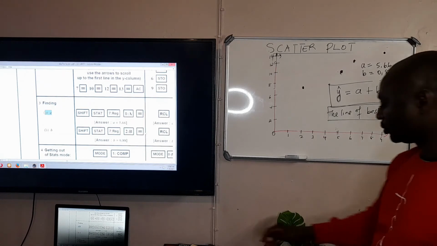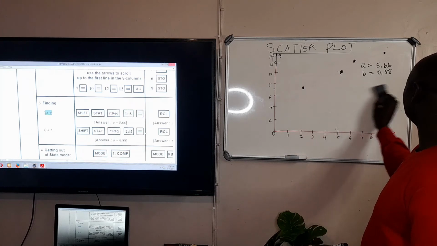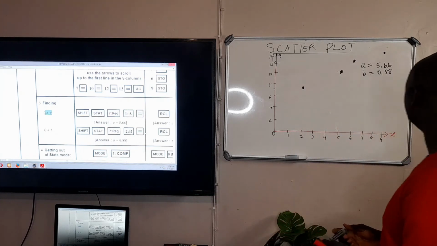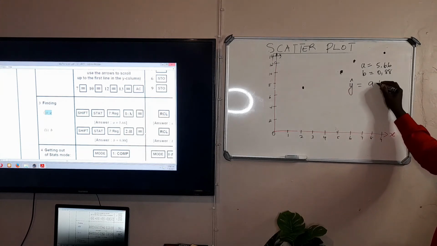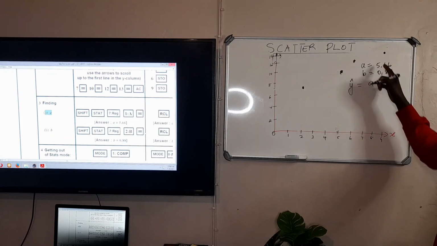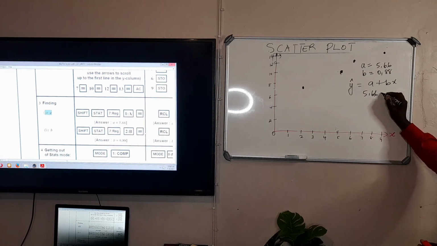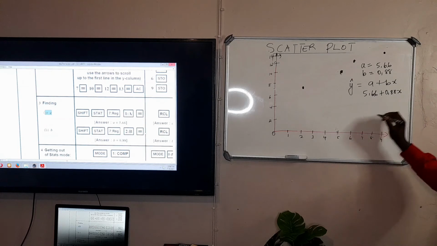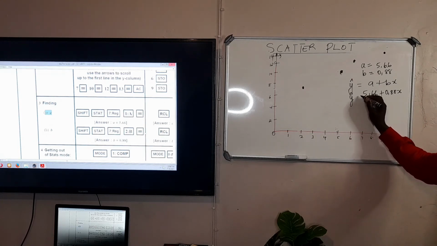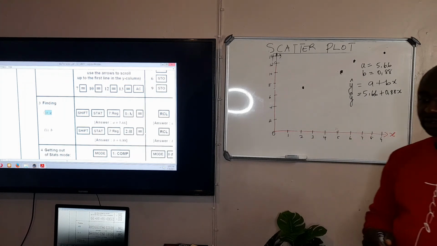Then after that, you are going to write the equation like this. You will first write down your formula. The formula is predicted Y is equal to A plus BX. So now I know A is 5,66, and then plus our BX. So our B is 0,88, and then you attach your X. You write your predicted Y value there. That is how you get the equation of the least square regression line.